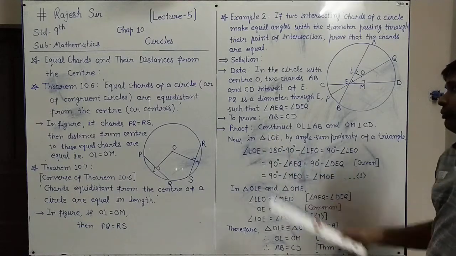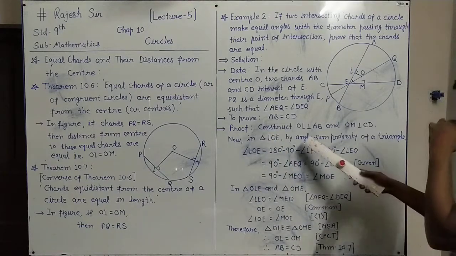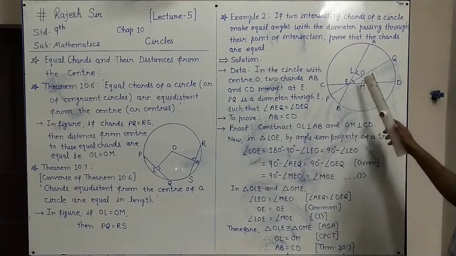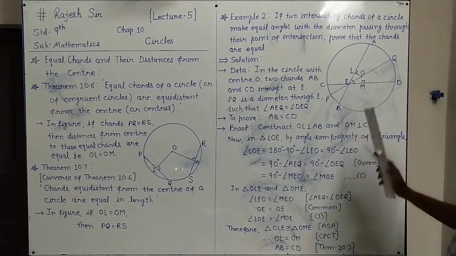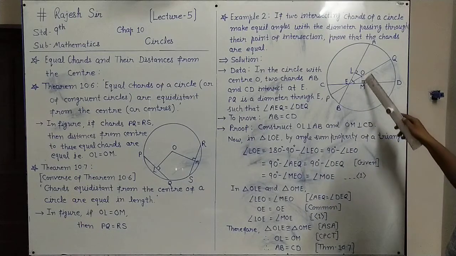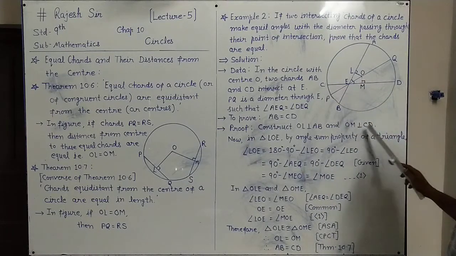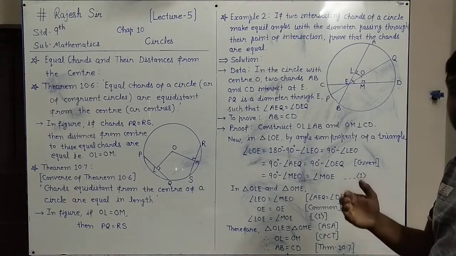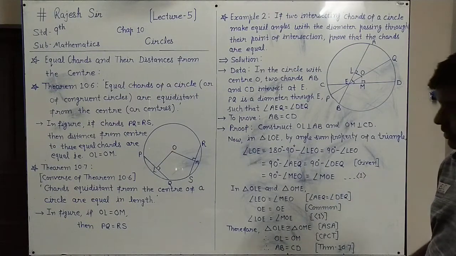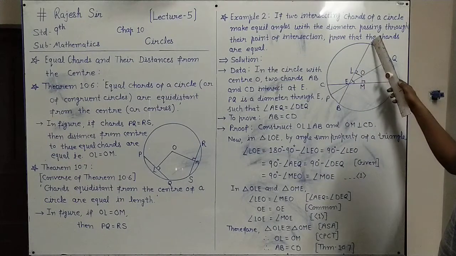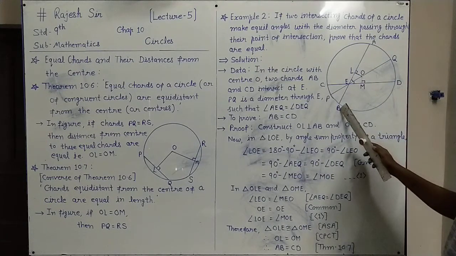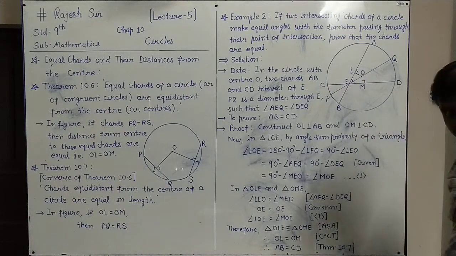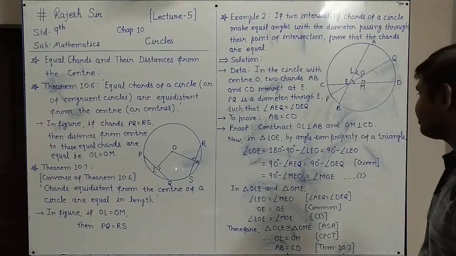So we have a very simple proof here. To prove this, we will do an extra construction: construct OL perpendicular to AB, and on this side OM perpendicular to CD. On both the chords from the center, we have drawn perpendiculars to show the distance. So OL is the distance from the center to the chord AB, and OM is the distance from the center to the chord CD.